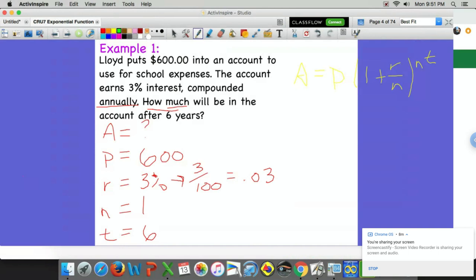So now that we know that, we can punch that into our formula. We don't know what A is. So A equals, we do know P is 600, times (1 plus R, which is 0.03, over N, which is 1), raised to NT. So N is 1, parentheses, 6. And so that's how you would fill those problems in. That's as far as we are going to go today. That's all we're going to practice today, and then we'll practice on solving it and getting our answer tomorrow.